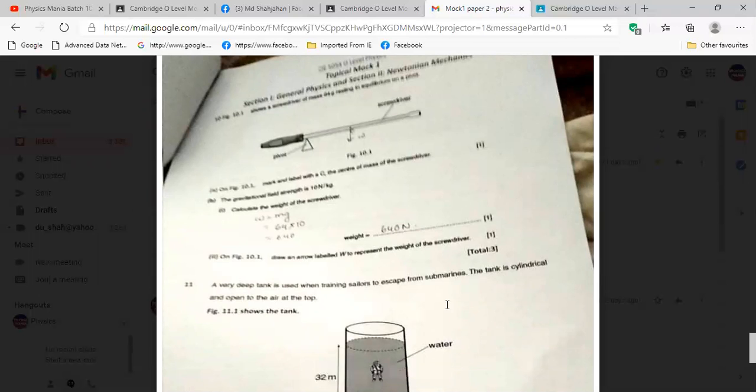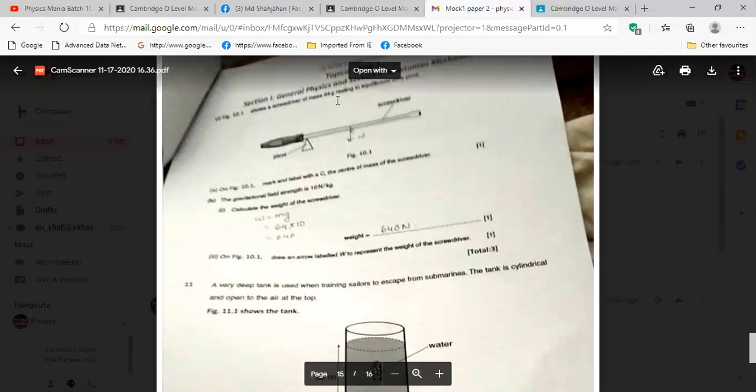What is the unit given here for mass? The mass they gave is 64 grams. So don't you need to convert it? Oh, yes. So it will become 0.064 kg, into 10, so 0.64 Newton. Correct it, and then give minus 1 here.